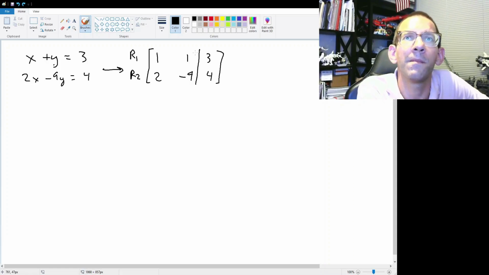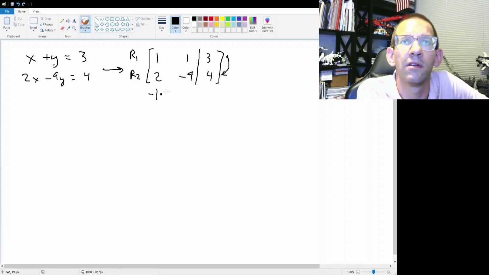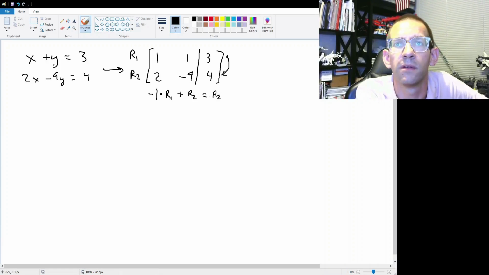So the first thing I want to do is take row 1, multiply it by -2, and add it to row 2. And what I would say is -2 times row 1 plus row 2 is equal to row 2. It's going to be the new row 2. So you can say new or something like that, and then just keep on doing it like this.